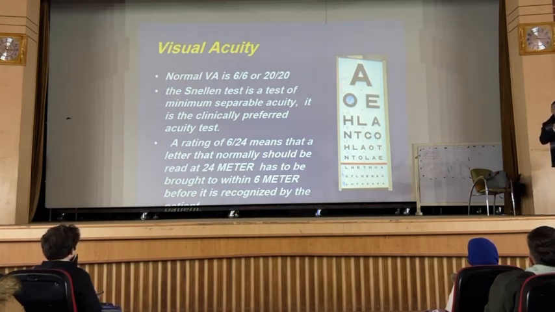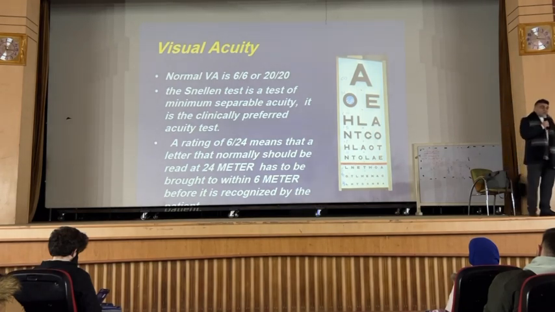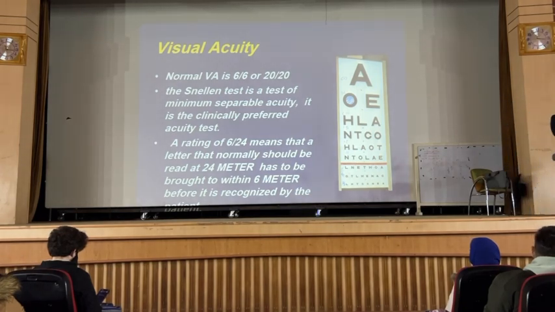This is the standard: at 6 meters. The visual acuity is 6/6, or by the American it is 20/20, feet over 20.